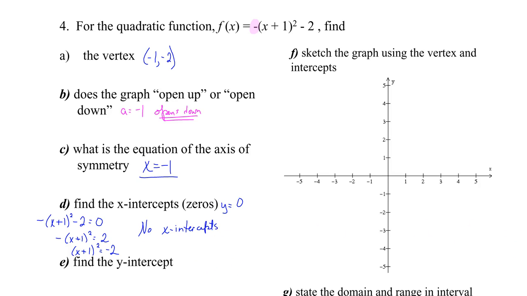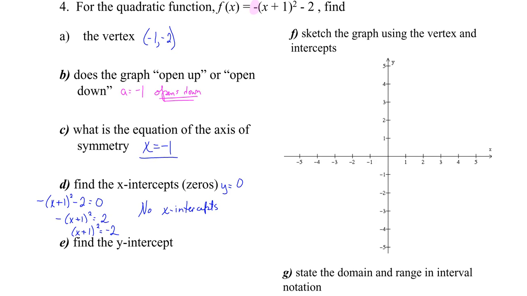Okay, so we want to go ahead and see if we can find the y-intercept. There's only going to be one of them. So for the y-intercept, we're going to let x be equal to 0. So we're going to find f of 0. So we go to our function. It's a negative, and then (0 plus 1) squared minus 2. This is going to give us -1 minus 2, which gives me a value of -3. So my y-intercept has a value of -3, or it can be written as the ordered pair (0, -3).